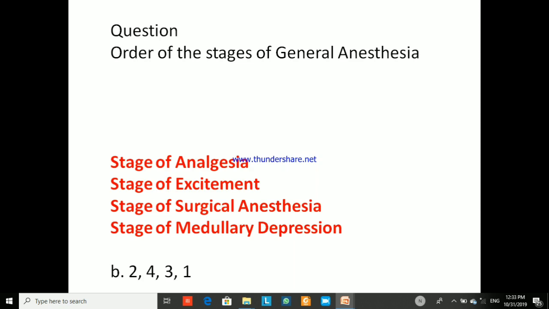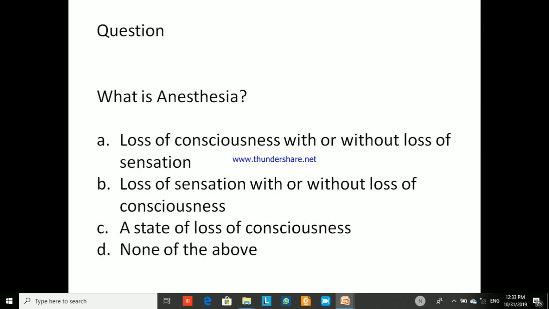Question. Order of the stages of general anesthesia. Stage of analgesia. Stage of excitement. Stage of surgical anesthesia. Stage of medullary depression. B. 2, 4, 3, 1.